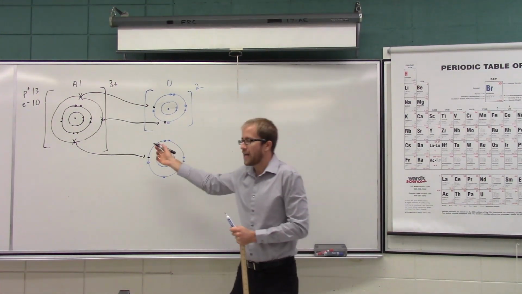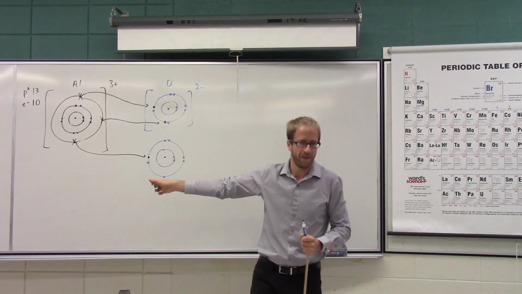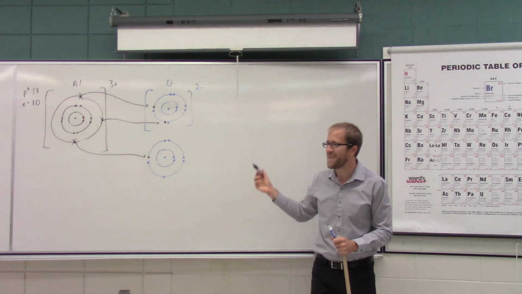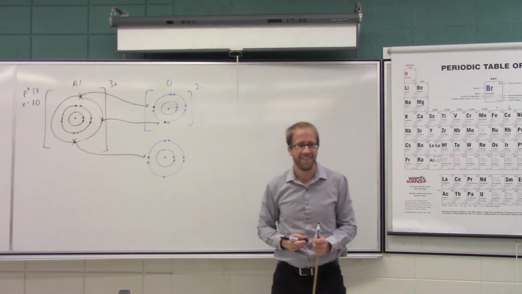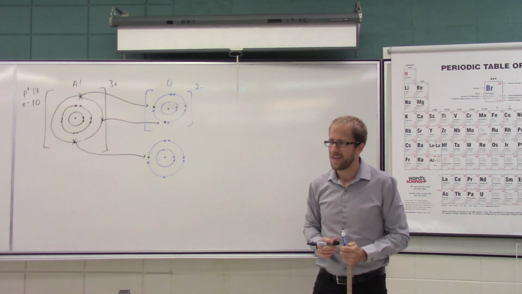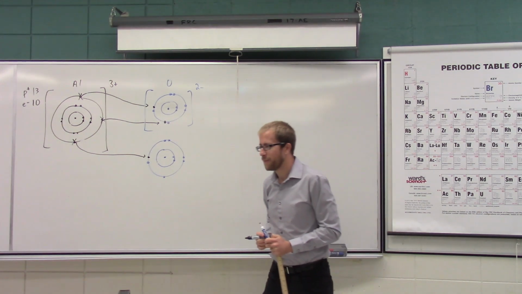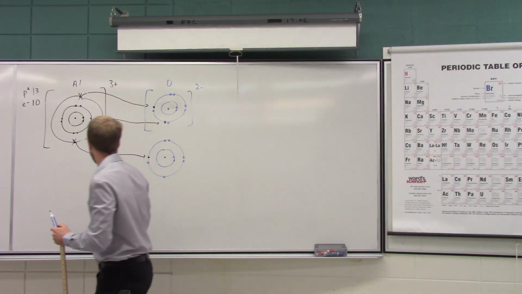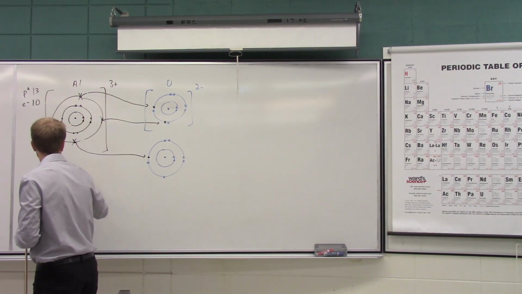Alright, so our aluminum's happy. Is our oxygen happy though? No. You can see this is going to get messy pretty quick. So what do we need to do to make our oxygen happy? It needs to gain 1 more electron. Where's it going to come from? Another aluminum.